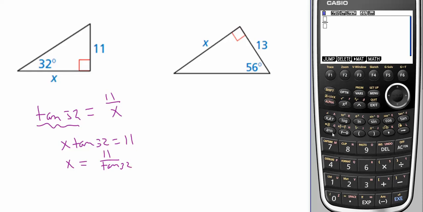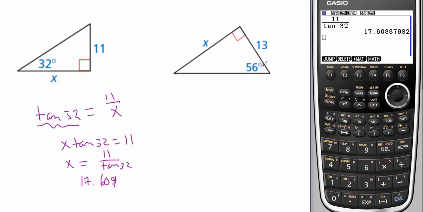So I would just go here, 11 on the top, tan 32 on the bottom. I am in degree mode, of course. And we have about 17.604. Now, it just depends on how I want you to round. 4. All right, so always read that. This is my exact, and this is my approximate.